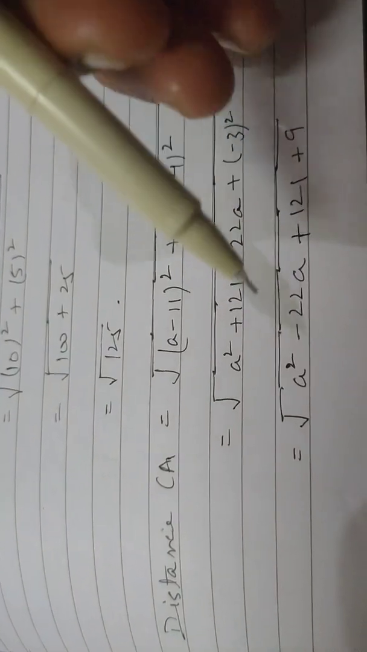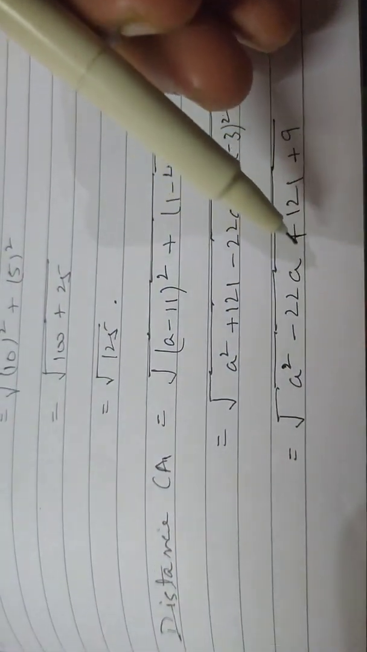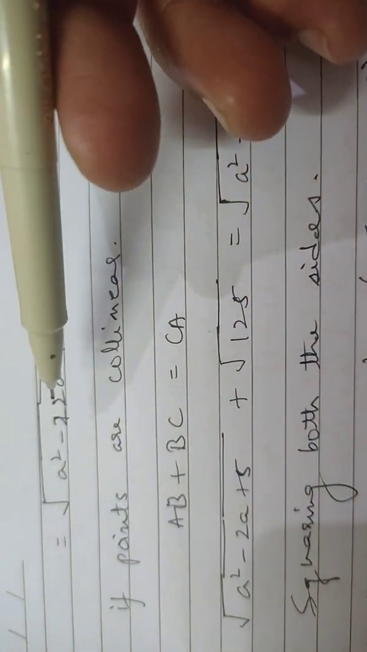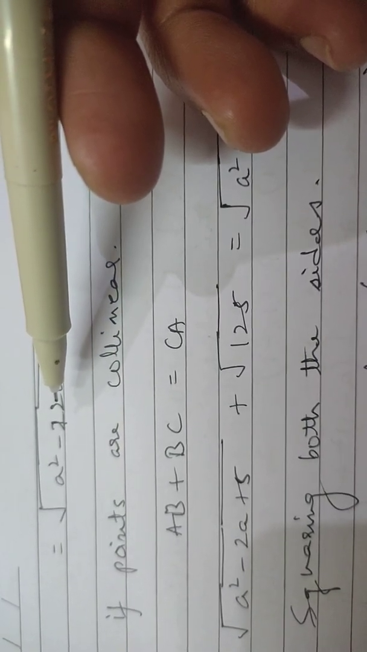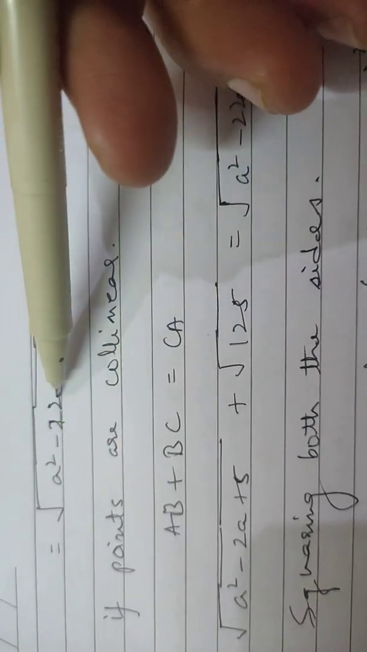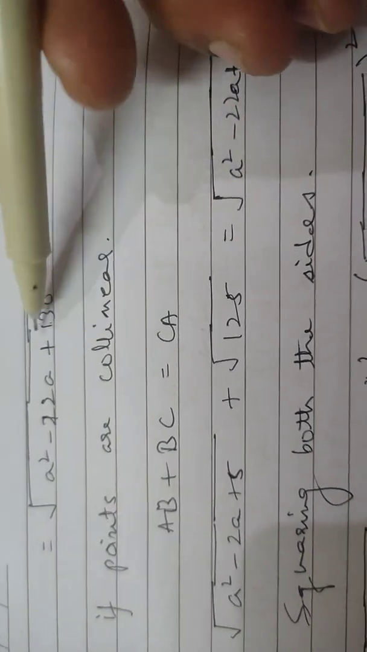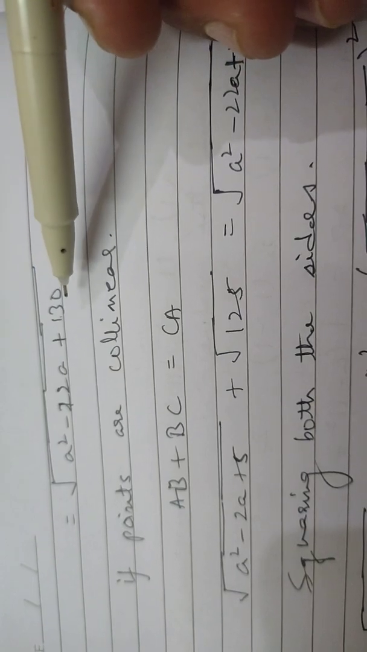Then under the root sign it can be written as a square minus 22a plus 121 plus 9, because (minus 3) square is plus 9, which will finally give us the value of the distance between C and A point, and that will be under the root sign a square minus 22a plus 130, because 121 plus 9 were like terms, so on adding we have got 130.